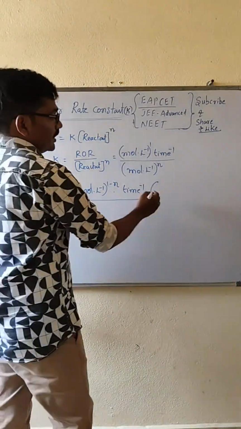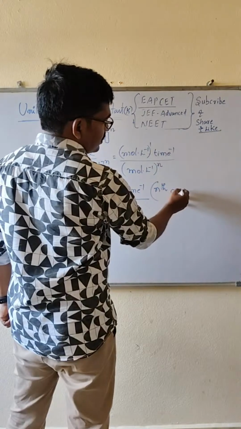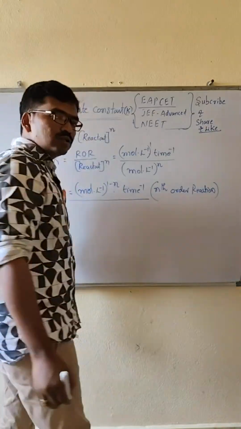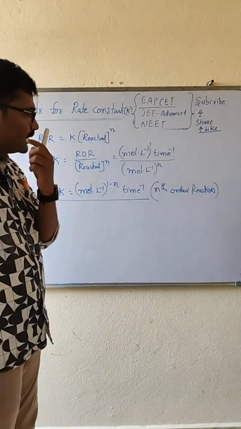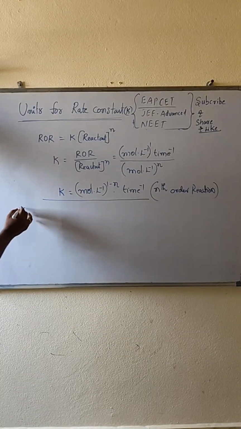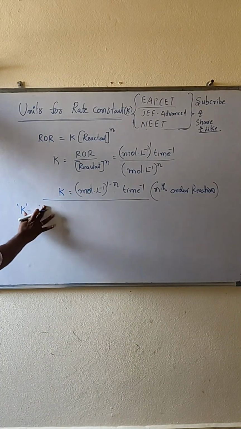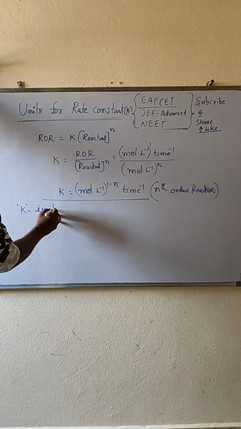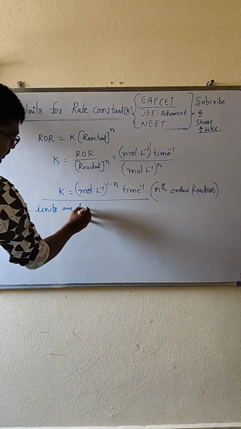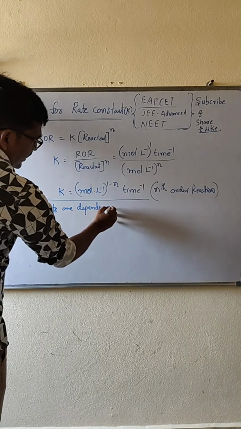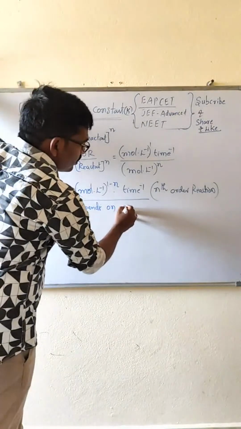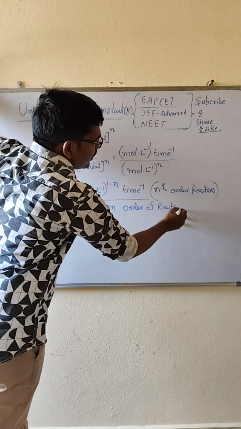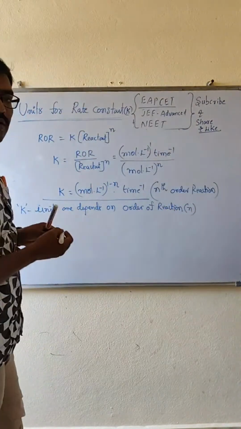Rate constant for nth order reaction. Remember, rate constant K units depend upon the order of reaction. Order of reaction, that is n.